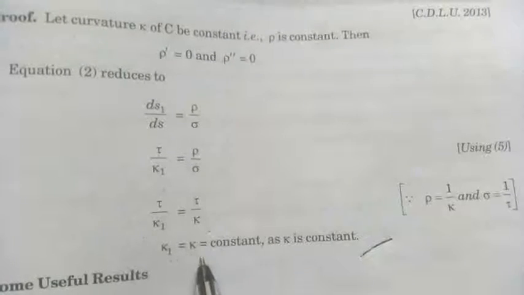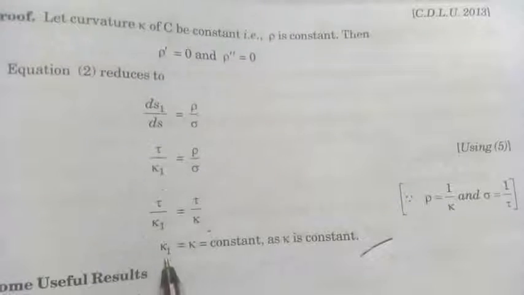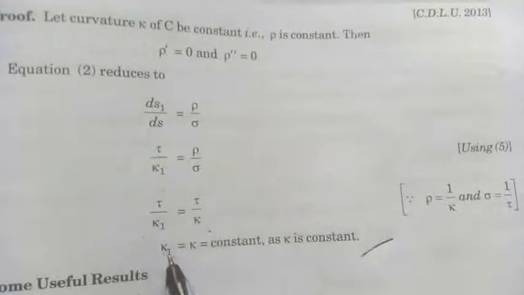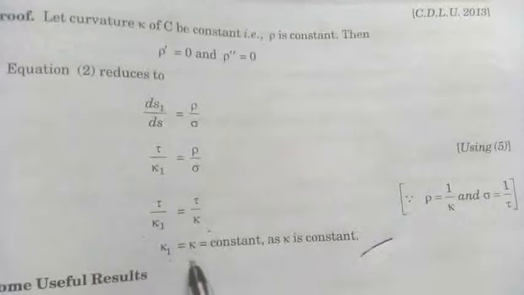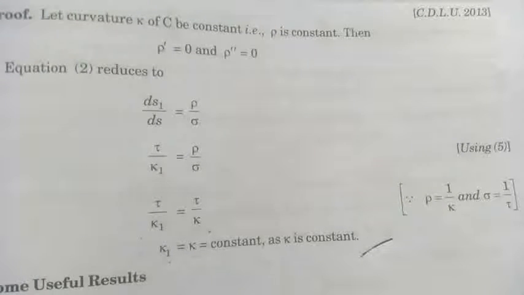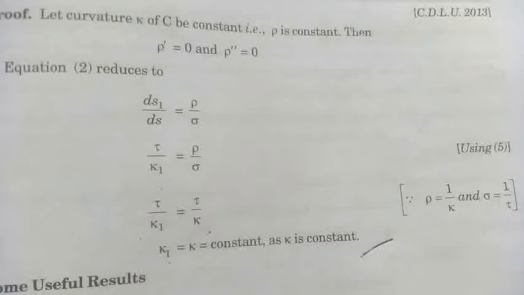Now because K is constant, K1 is also constant. Thus we can conclude that if the curvature of the curve C is constant, then the curvature of C1 is also constant. So these are the properties of the locus of center of spherical curvature. Thank you.